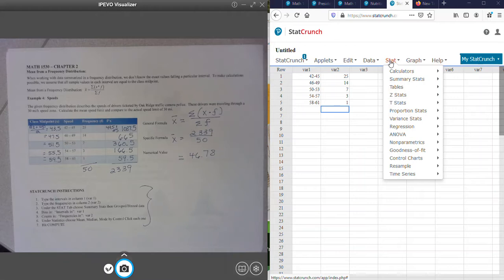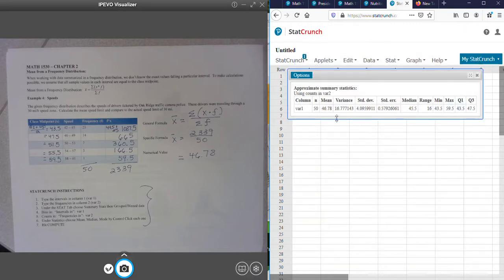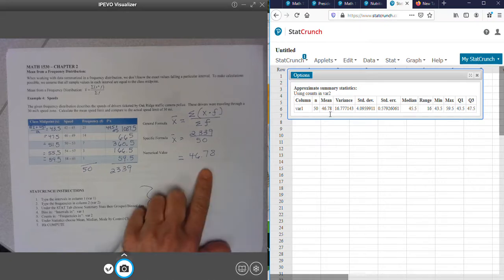All we need to do is just go to Stat, and then Summary Stats. The only thing that's a little bit different is that we have what is called grouped bin data. We do this when we have the two columns of data in a frequency distribution. Then we simply tell it to look in var1, and our frequency counts are going to be in var2. We can highlight any statistic over here that we would like and hit compute. So there is the mean that we were looking for, the 46.78 that we got over here.